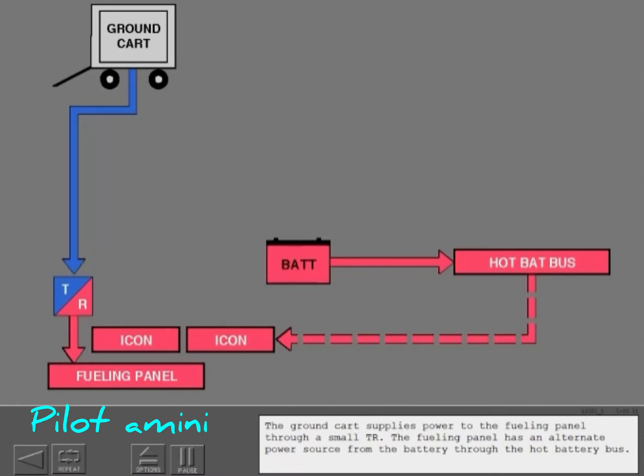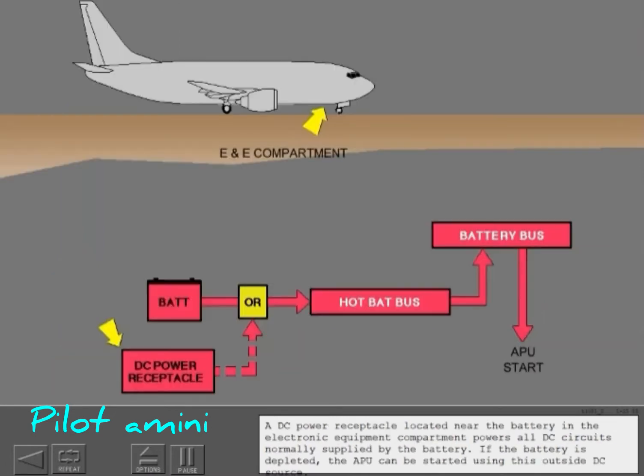The ground cart supplies power to the fueling panel through a small TR. The fueling panel has an alternate power source from the battery through the hot battery bus. A DC power receptacle located near the battery in the electronic equipment compartment powers all DC circuits normally supplied by the battery. If the battery is depleted, the APU can be started using this outside DC source.